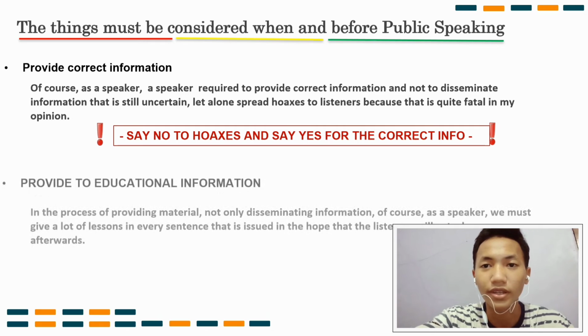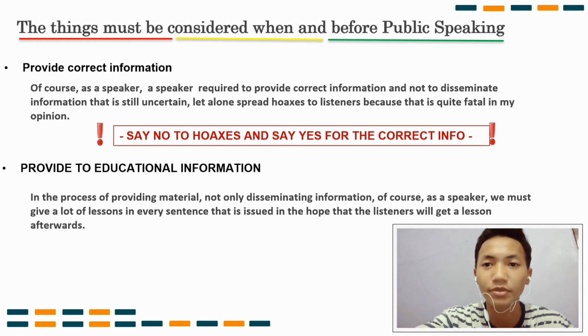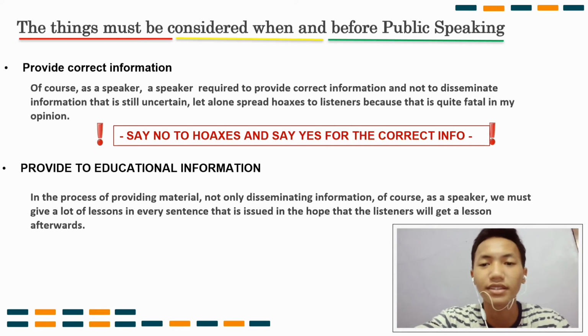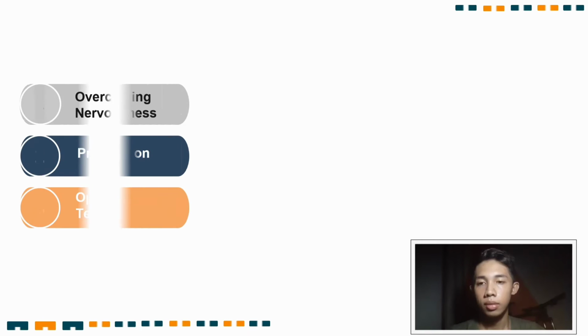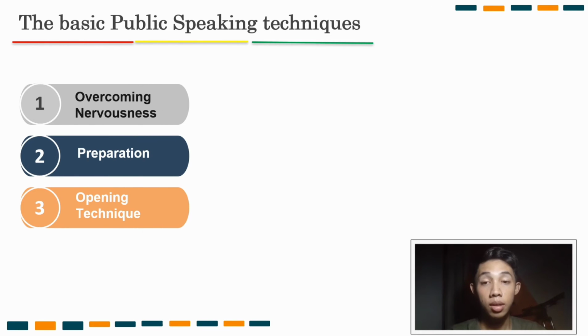4. Provide educational information. In the process of providing material, not only disseminating information, of course, as a speaker, we must give a lot of lessons in every sentence that is issued, in the hope that the listener will get a lesson afterward. And on this slide, we will explain about basic public speaking techniques.